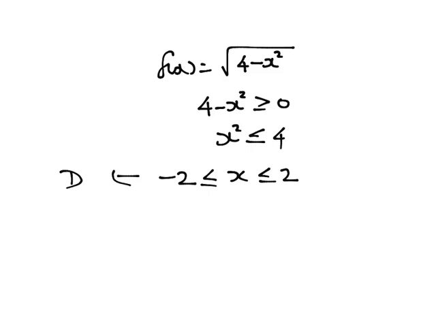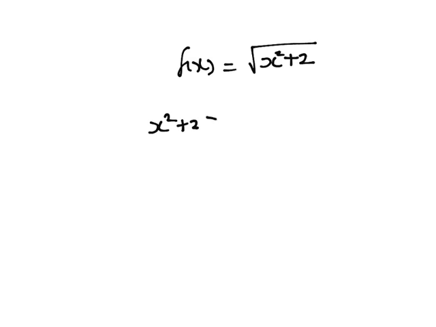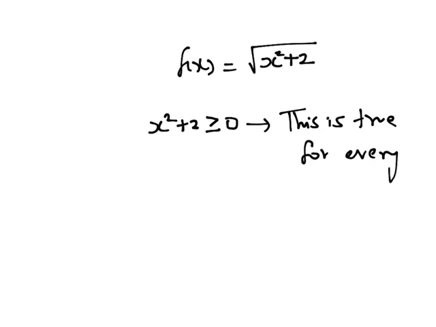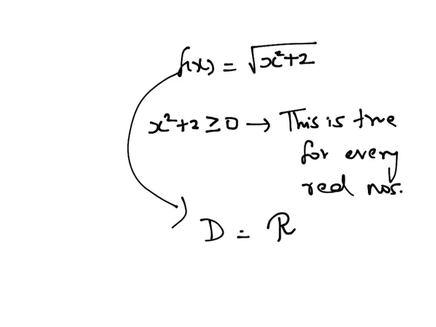Okay. So one more example, f of x equal to square root of x square plus 2. Now here this x square plus 2 should always be greater than or equal to 0. But we know that x square plus 2 will always be greater than or equal to 0, isn't it? This is true for every real number. That means whatever number you substitute for x, x square plus 2 will always be positive. Therefore, for this function, the domain is all real numbers.